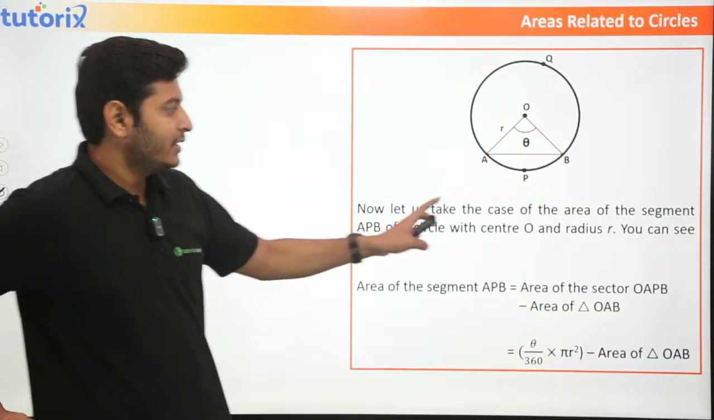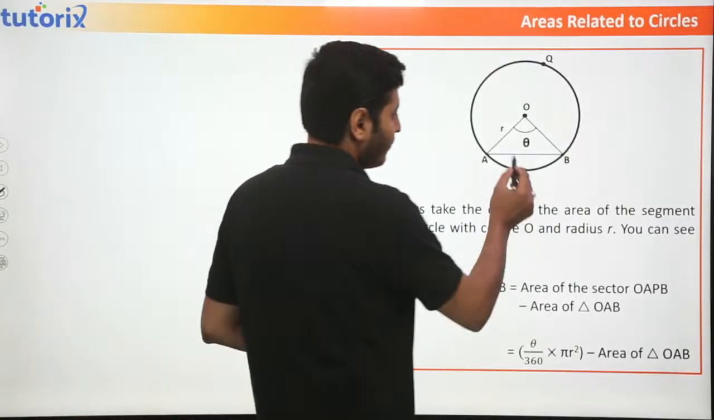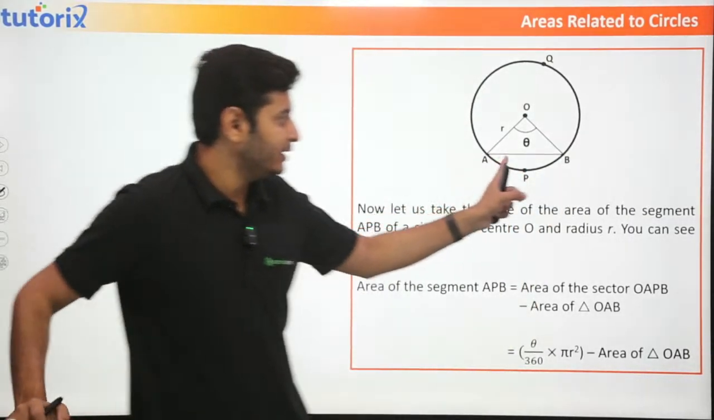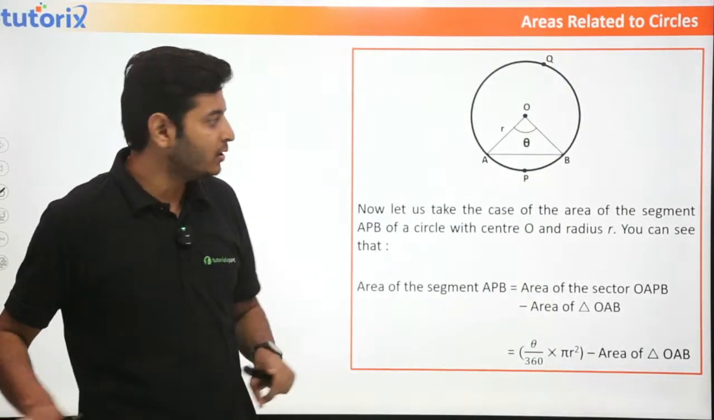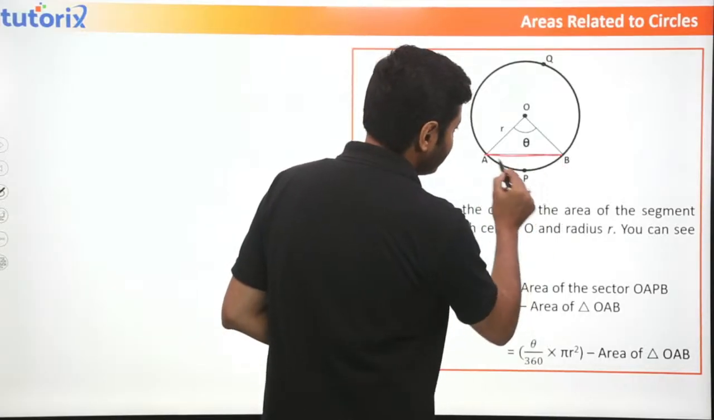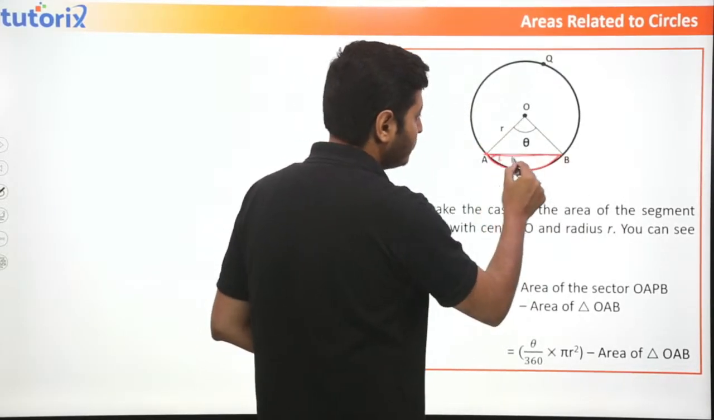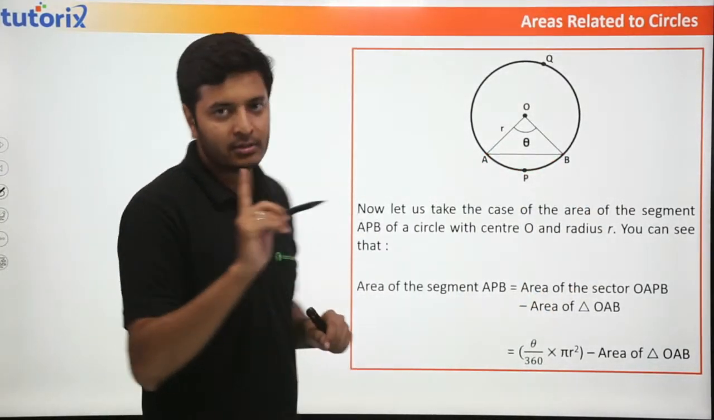Now, let us take the case of area of the segment APB. So this time we are joining the chord also, AB. If I am joining AB, then we are getting a chord. So segment is what? Area enclosed between a chord and the arc. The other one is also a segment, but let's talk about this one. How to find the area of this segment?